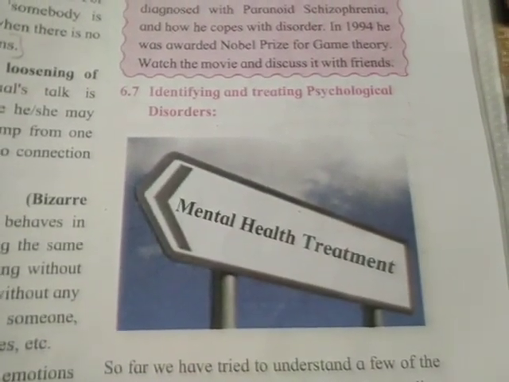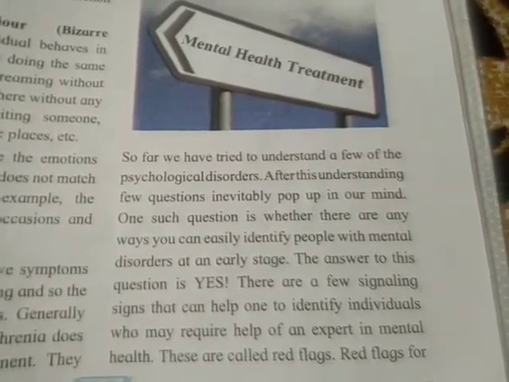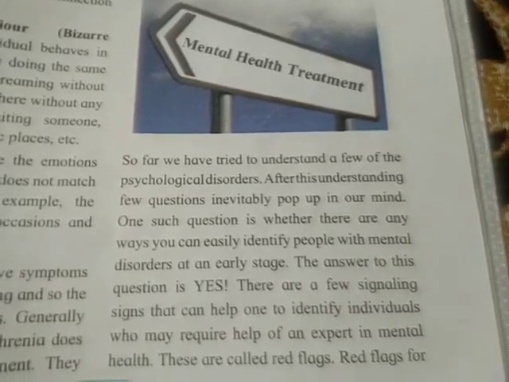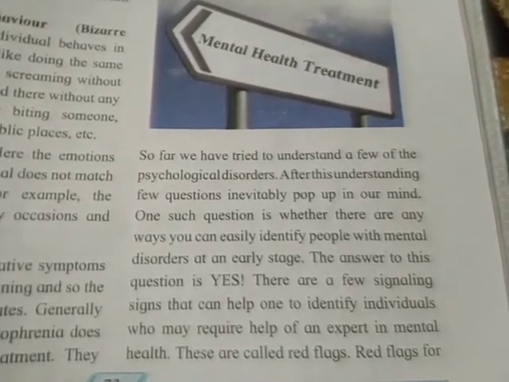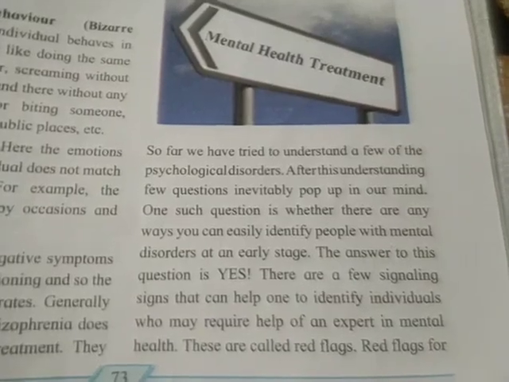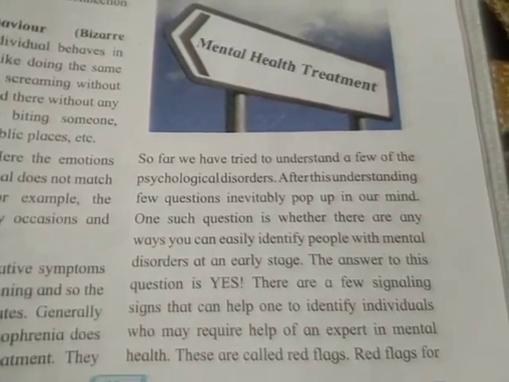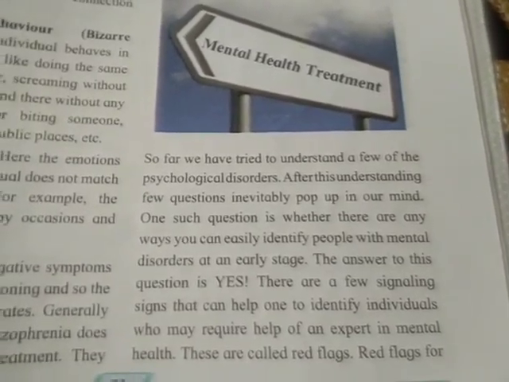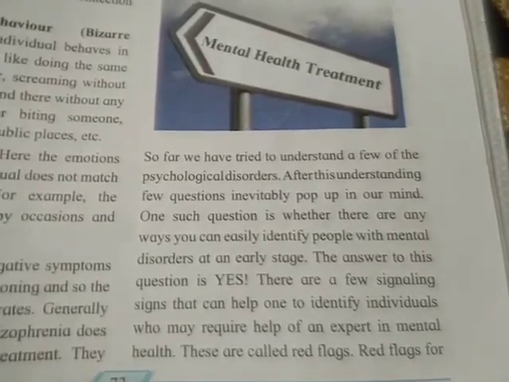Identifying and treating psychological disorders. So far, we have tried to understand a few of the psychological disorders. After this understanding, a few questions inevitably pop up in our mind. One such question is whether there are any ways you can easily identify people with mental disorders at an early stage. The answer to this question is yes. There are a few signaling signs that can help one to identify individuals who may require the help of an expert in mental health. These are called red flags.